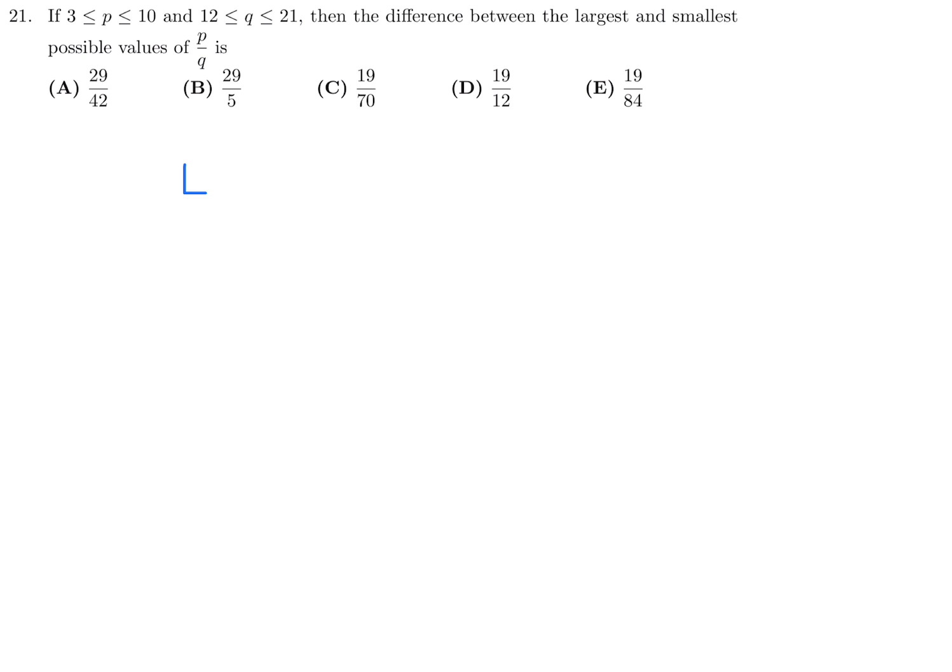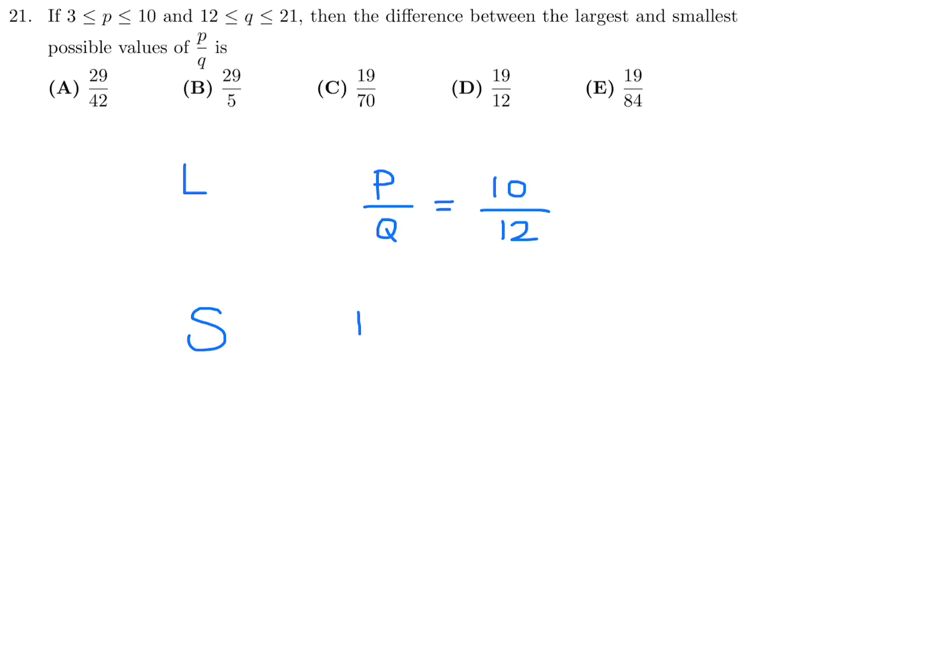The largest value of P over Q will be when P is the largest, and therefore that's got to be 10, since the interval is between 3 and 10. But when Q is the smallest, right? If you make the denominator as small as possible, the overall number will be as large as possible. The smallest possible value of Q in that range is 12. So there you go. That's the largest.